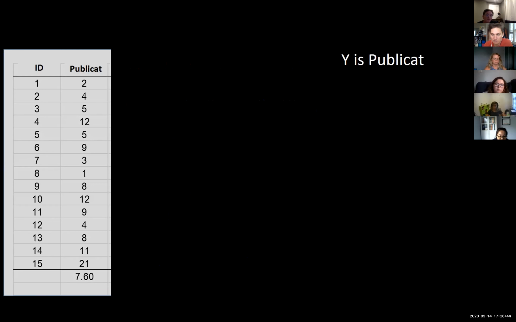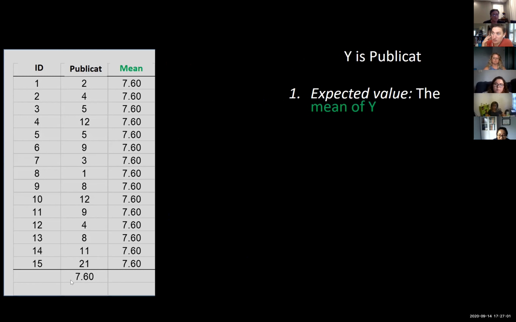So here's my data. I have 15 data points, 1 to 15. Here are their number of publications, and this is the mean number of publications that I have. So on average, these 15 professors have 7 publications. So what I'm going to do, this is my Excel document here. My expected value for everyone in this restricted model or empty model is the mean of publications. So I'm plugging that in this row.